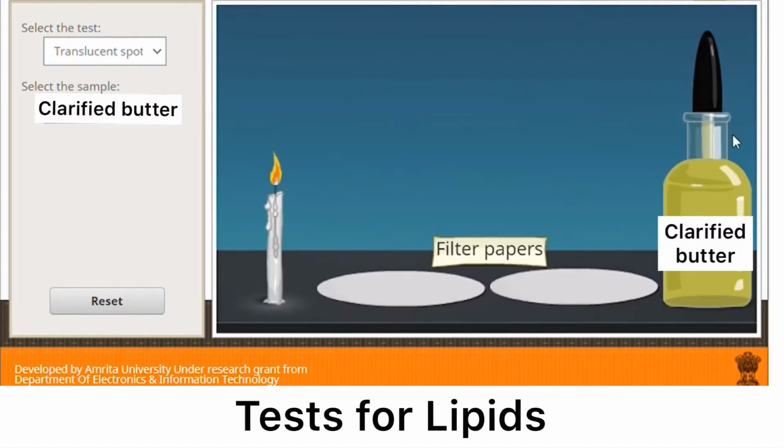Our next test is the translucent spot test. For our first lipid sample, we will have the clarified butter. Place a little amount of this sample on a filter paper, then press another filter paper on top. Hold the filter paper against a light source such as this candle and observe.